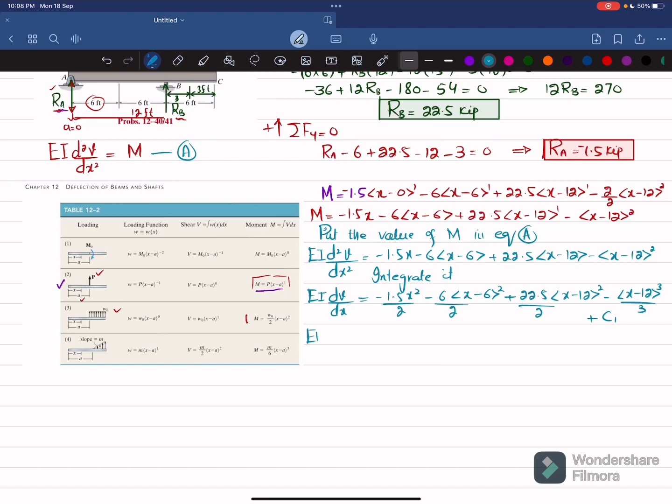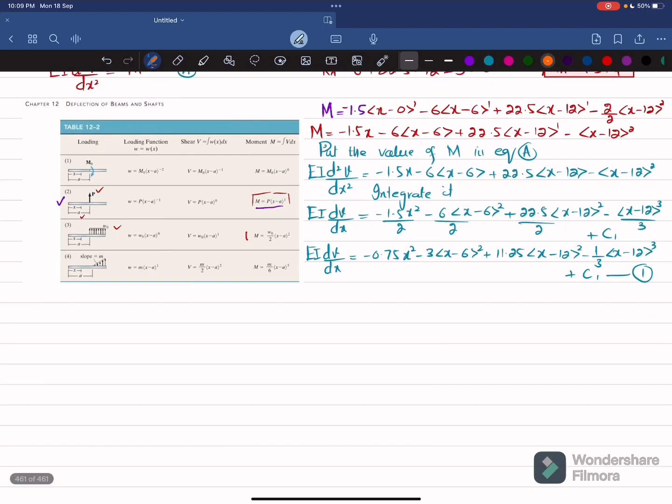So if you further simplify it, it will be equal to EI dv/dx = -0.75x² - 3⟨x-6⟩² + 11.25⟨x-12⟩² - 0.33, or 1/3⟨x-12⟩³ + C1. This is your equation number 1. Now what we will do is integrate equation number 1.